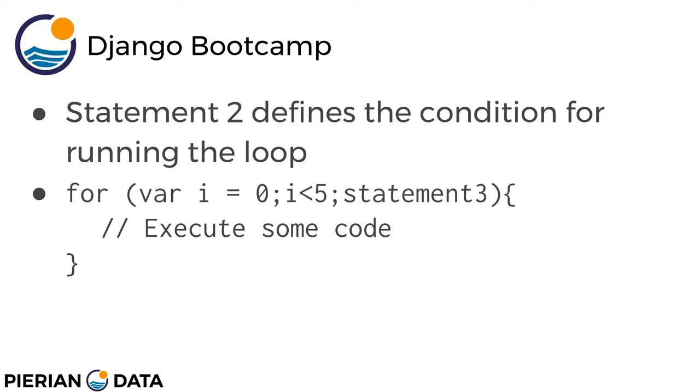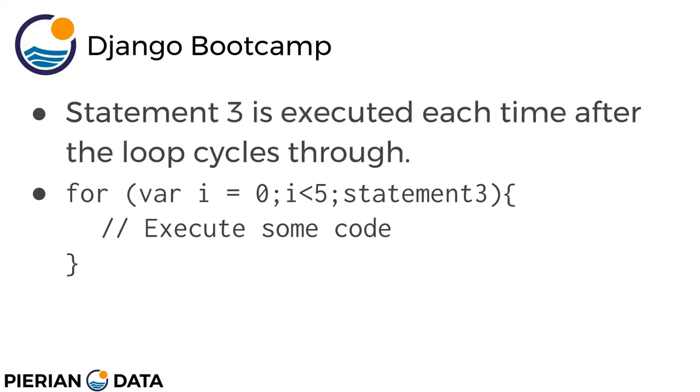So what's an example of that? Well, statement two could be something like this, while i is less than 5. So here we can see we're almost just rewriting a while loop inside of this for statement. We're starting off with the variable i is equal to 0, and we're saying keep running this loop while i is less than 5. And then finally, statement three is what is executed each time after the loop cycles through once. So just like a while loop we saw earlier, we may want to incrementally add to i.